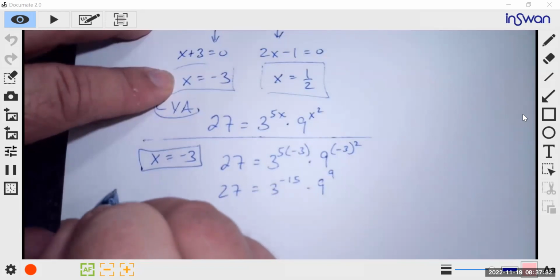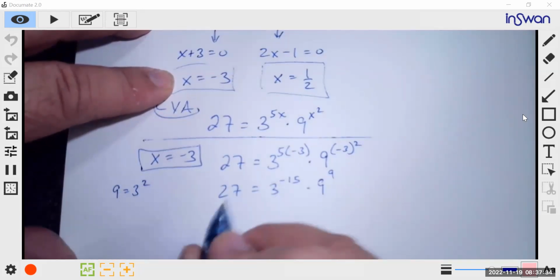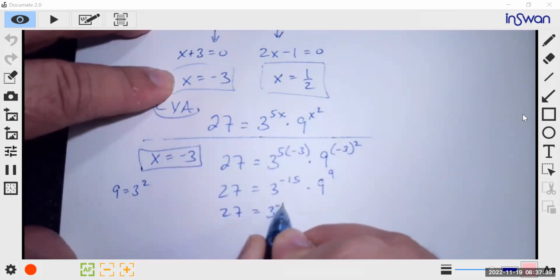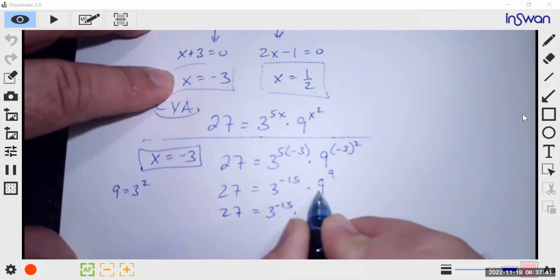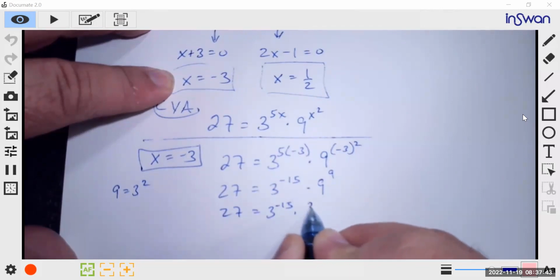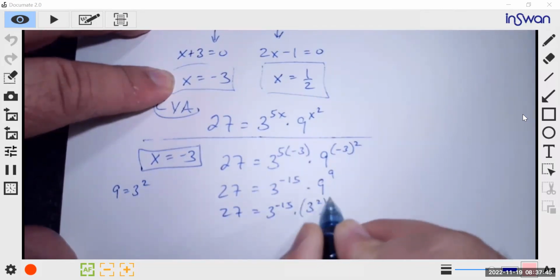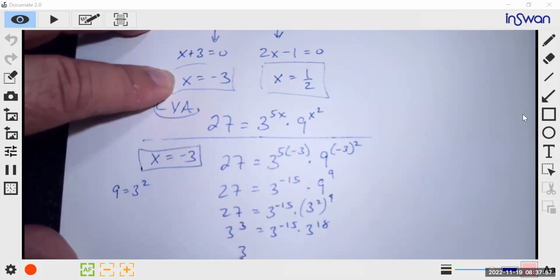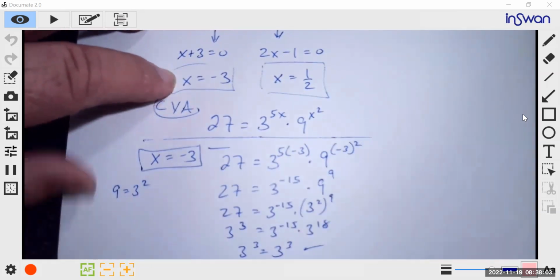Remember, 9 is 3 squared. So it's 3 squared to the 9th. So it's 3 to the 18th. And 27 is 3 times 3 times 3. 18 minus 15 is 3. So yes, -3 works.